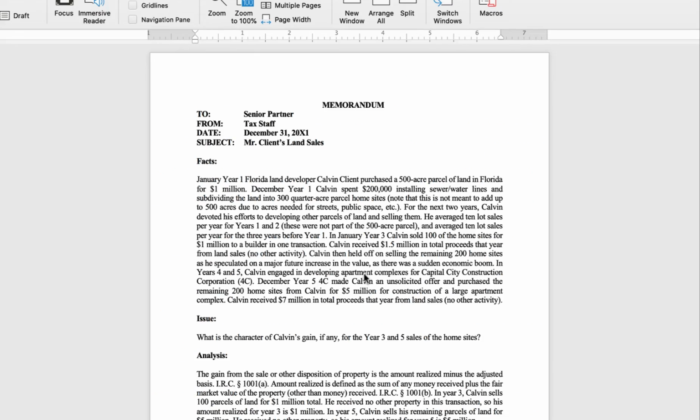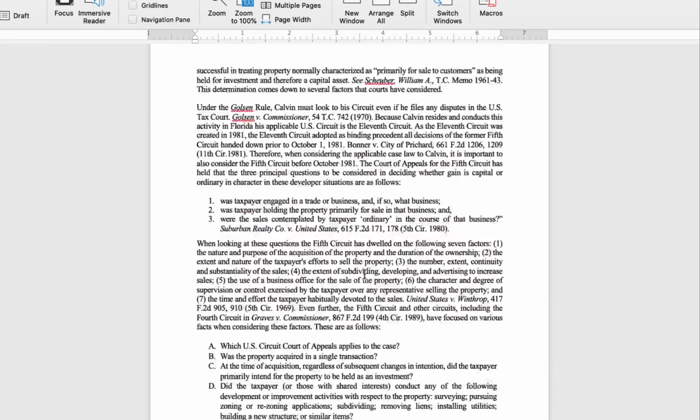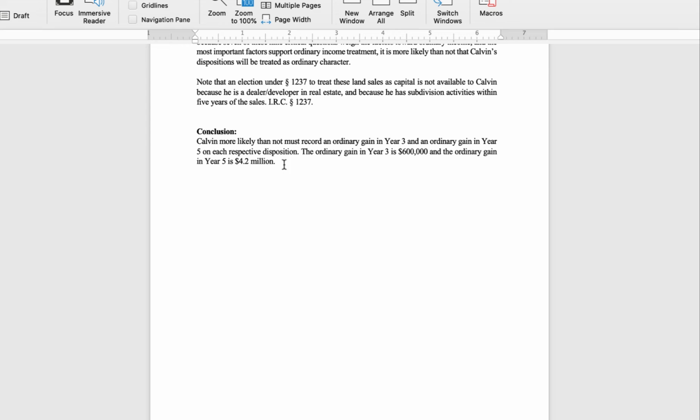All right, we're back to our memo, and I actually want to go to the conclusion first. So go to your conclusion. Calvin, more likely than not, must record ordinary gain in year 3 and ordinary gain in year 5 on each respective disposition. So we have ordinary gains in year 3 and 5. The ordinary gain in year 3 is $600,000. The ordinary gain in year 5 is $4.2 million. So I'll write down $600,000, $4.2 million, year 3, year 5. Okay, and it's ordinary. I can remember ordinary.